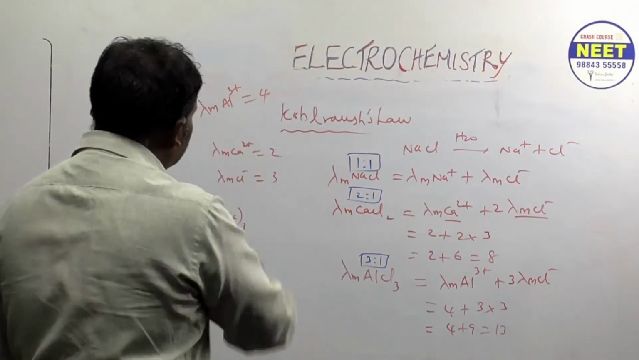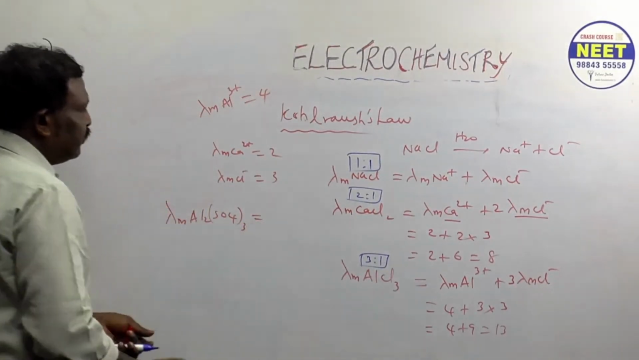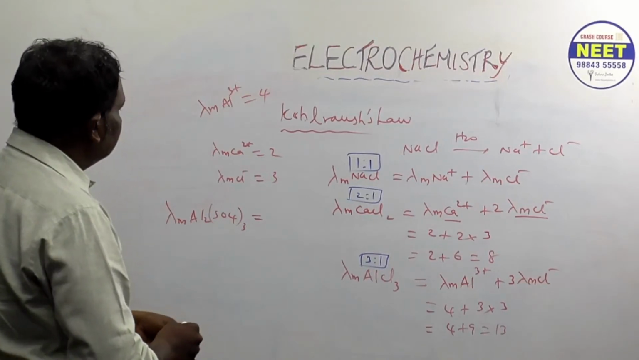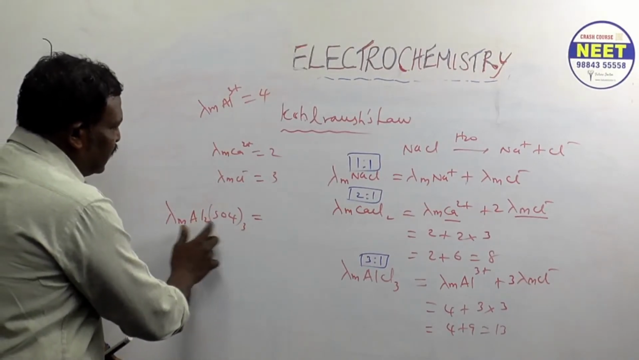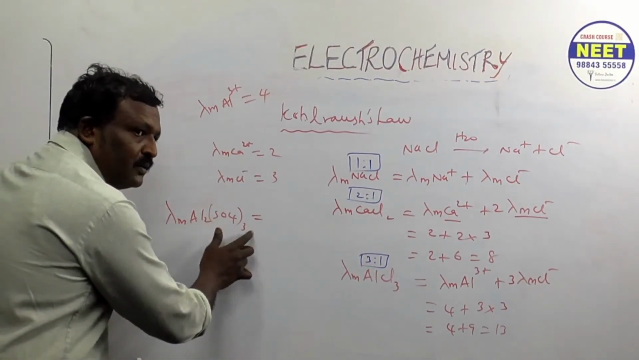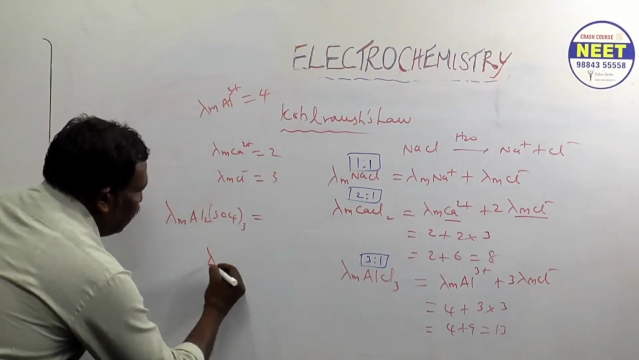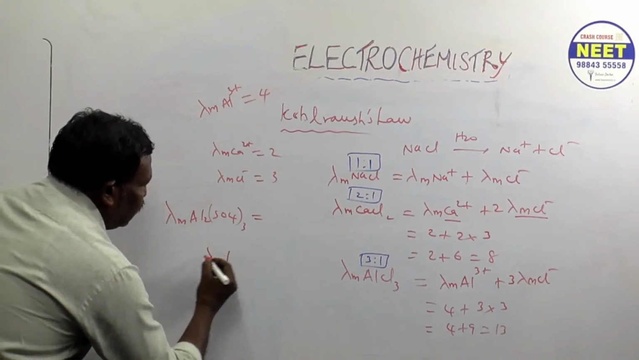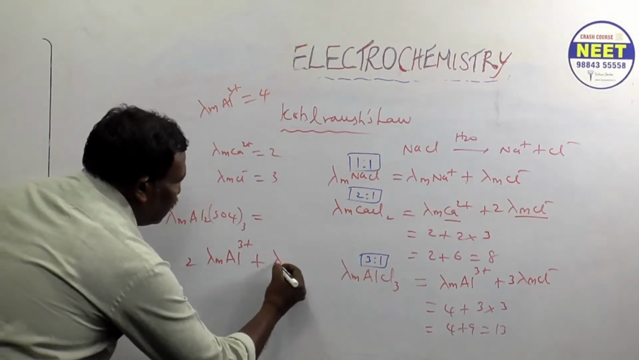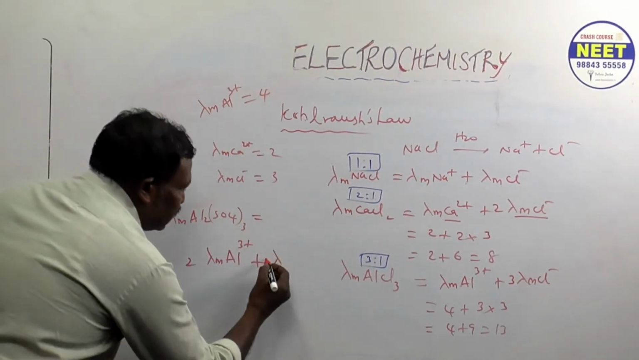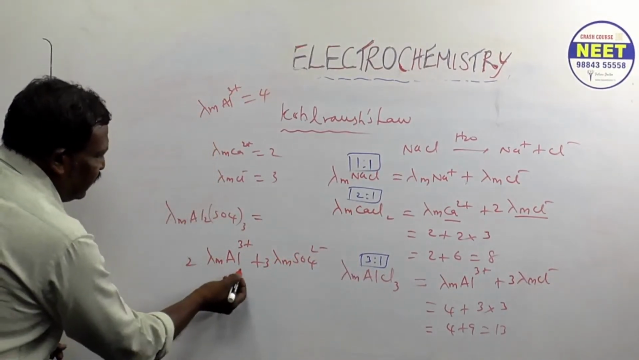Right. Split it down. Be quick. How to split? For Al, you must know what is the valency of Al? 3. Al 3 plus. How many times? 2 times. So what? Lambda 2 times Al 3 plus, plus how many times? 3 times. So 3 times lambda naught of SO4 2 minus. Understood? Simple. After that you can put in the values.